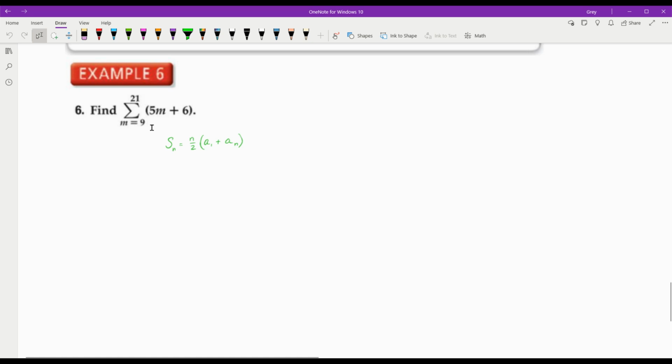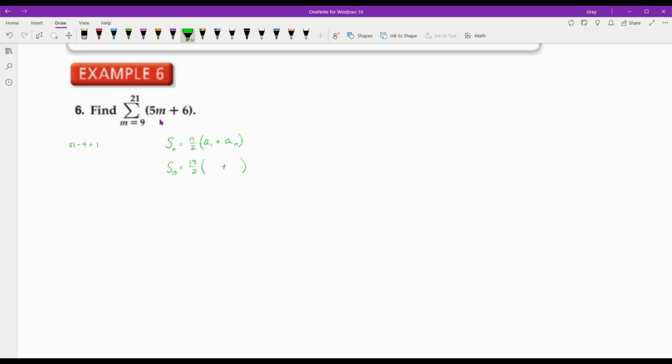And you can either count on your fingers, 9, 10, 11, 12, up to 21. But I can tell you right now it's not 21 minus 9. It's always 21 minus 9 plus 1. So when you subtract them, you always have to add 1. So we're going to have S sub 13, which means it's going to be 13 over 2.